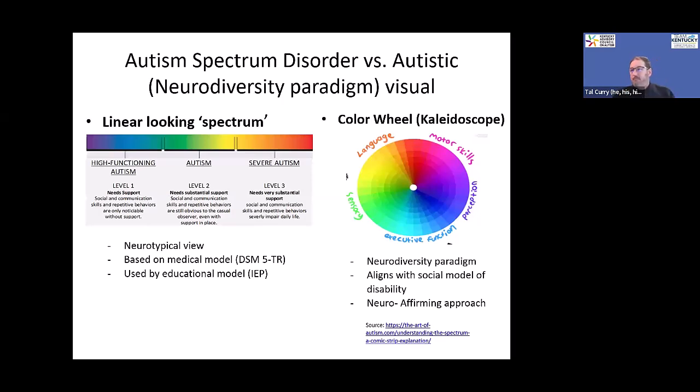So here's another way to view autism. If you look at the spectrum on the left, the linear spectrum, this is the more neurotypical view. It's based on the medical model or the DSM-5 text revision, or what's used in the educational model or the IEP system in education. So you have level 1 needs some support, level 2 needs substantial support, level 3 needs very substantial support.